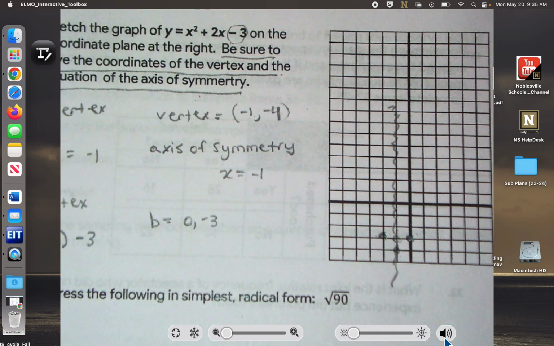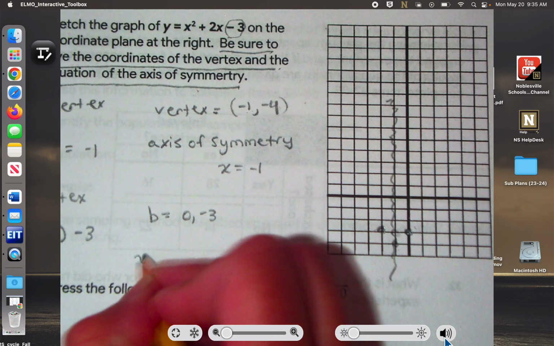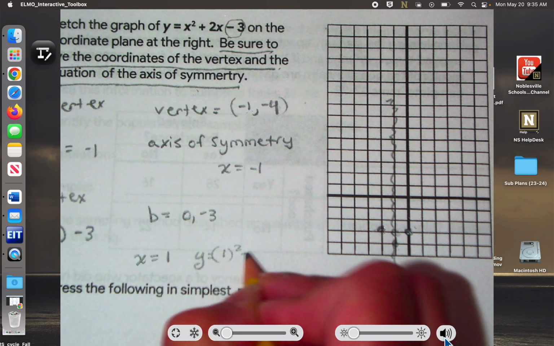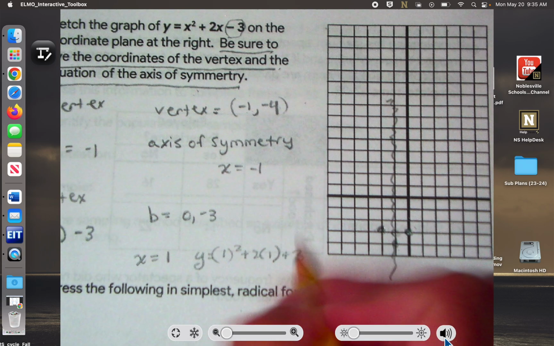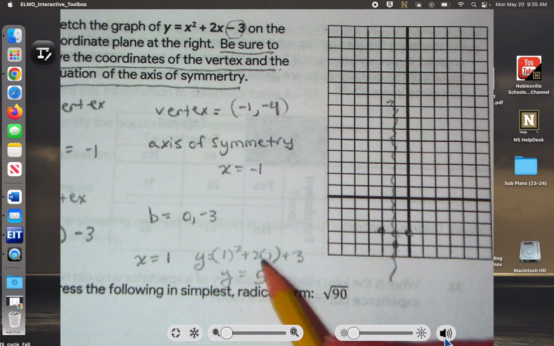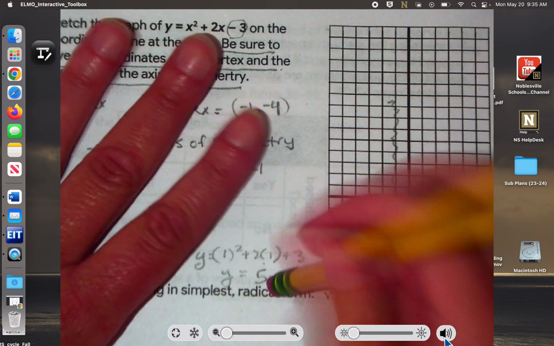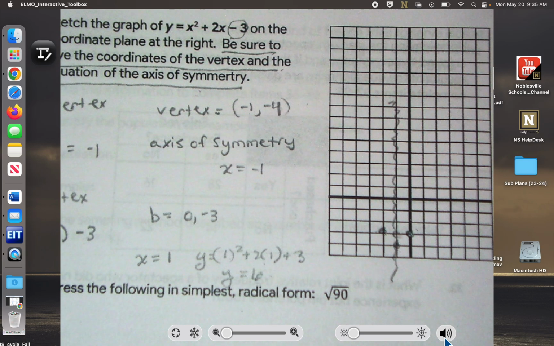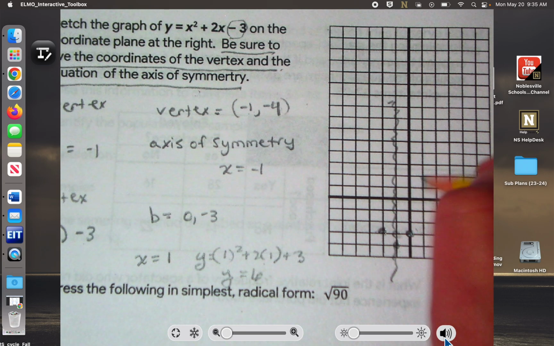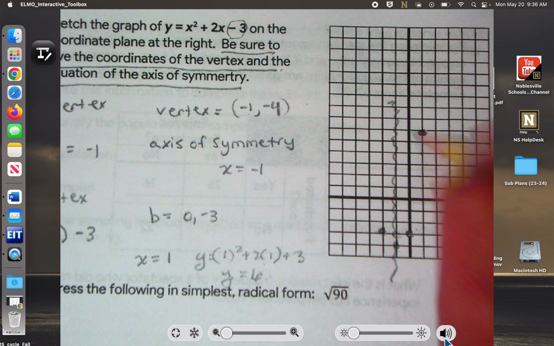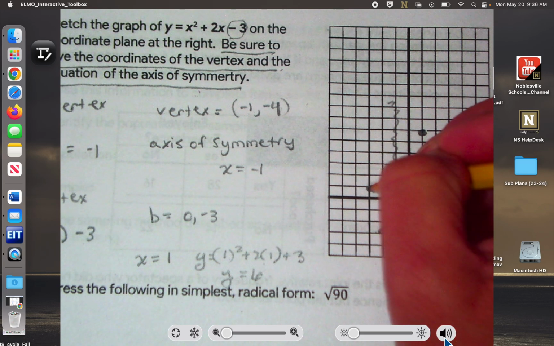I need 2 more. So remember, this is where I just choose an x value. So I'm going to say if x equals 1, then I would have y equals 1 squared plus 2 times 1 minus 3. So my y value would be 5, right? 1 plus 2 is 3. Oops, my y value is going to be 6. So I would go over here and up 6. And then I would go, so 1, 6. So this would be back here, 1, 2, 3, 4, 5, 6.